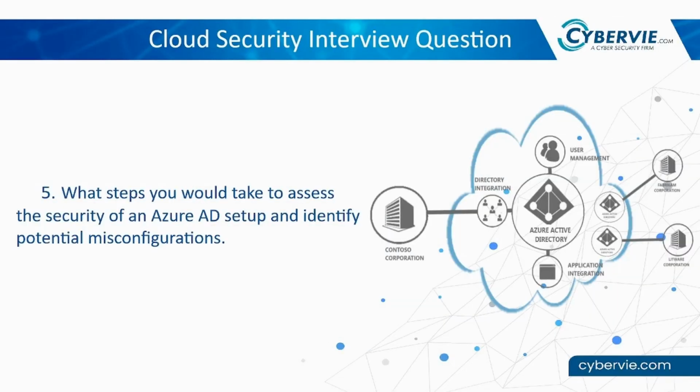Question number 5. What steps would you take to assess the security of an Azure AD setup and identify potential misconfiguration? First, use the Microsoft Azure AD assessment tool. Analyze security settings, which include conditional access policies for multi-factor authentication, strong password policies, and sign-in activity monitoring. Then privilege escalation management, which will include minimizing privileged users with PAWs and reviewing service principal permissions. Third is resource access control, where you utilize Microsoft Defender for Cloud and enable RBAC via ARM templates. Also consider professional penetration testing and stay up to date with security patches.